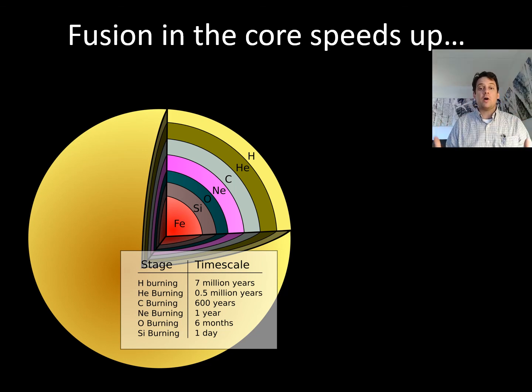So it's really remarkable that we start off on these astronomical timescales, and the pun isn't intended, but we call things astronomical for a reason, because we have these mind-boggling numbers. But by the end, we're talking about taking a day to burn up all of the silicon in the core. So each stage really gets much, much faster.